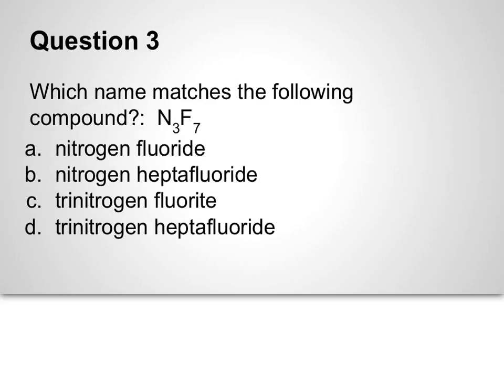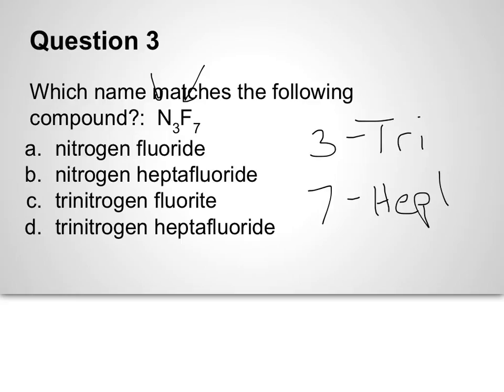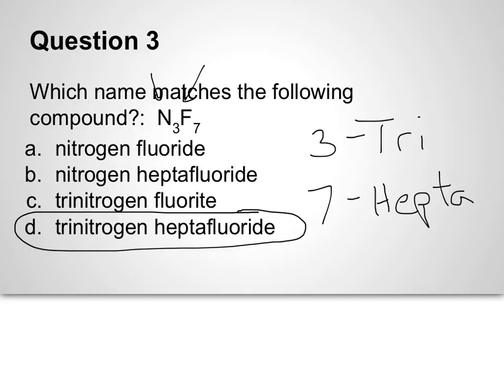Number 3, which name matches the following compound? So here we have nitrogen and fluorine. So we have two nonmetals, which means this is a molecular compound. Molecular compounds, or covalent compounds, we need to indicate the number of atoms by using prefixes, because with nonmetals, they can often combine in more than one ratio, and there's no charge to base it on. So N3, 3 has the prefix tri, and F7, 7 has the prefix hepta. So that means we are looking at trinitrogen heptafluoride.